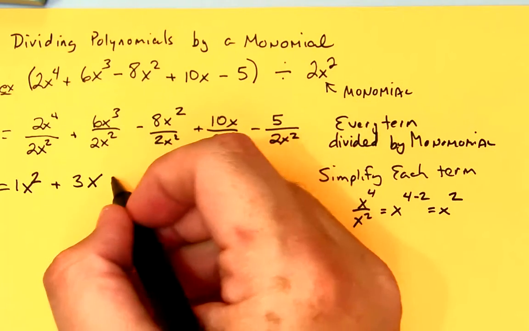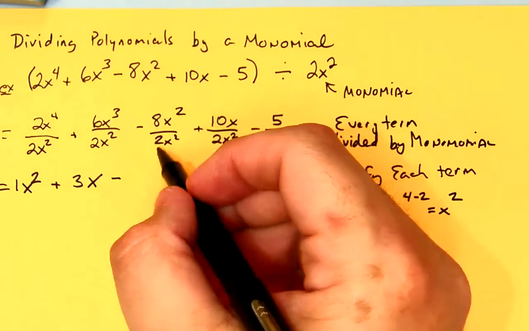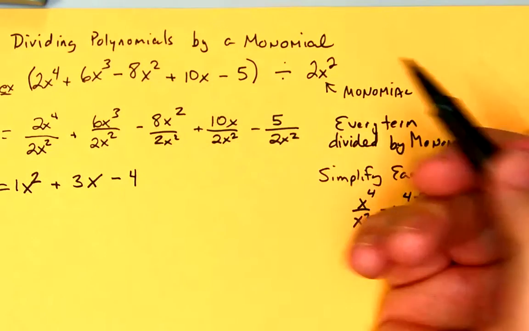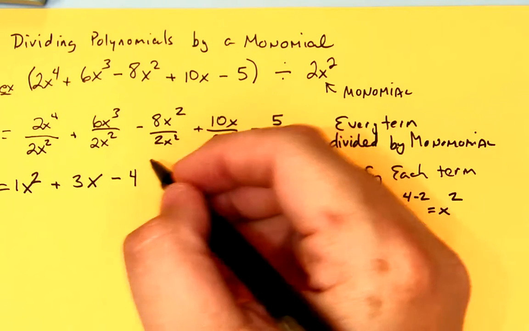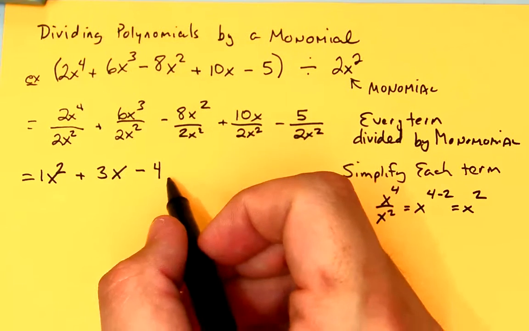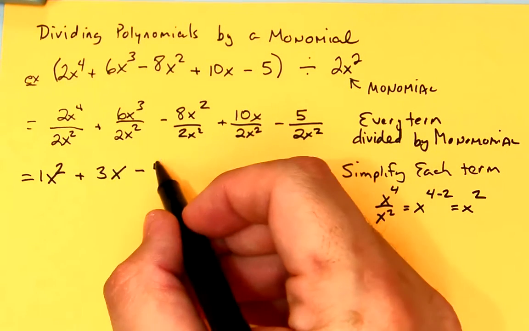Now, 8 divided by 2, I'm going to subtract because that's subtract. 8 divided by 2 is 4. X squared over x squared. That's 1, so there's nothing here. So I'm done with this term.